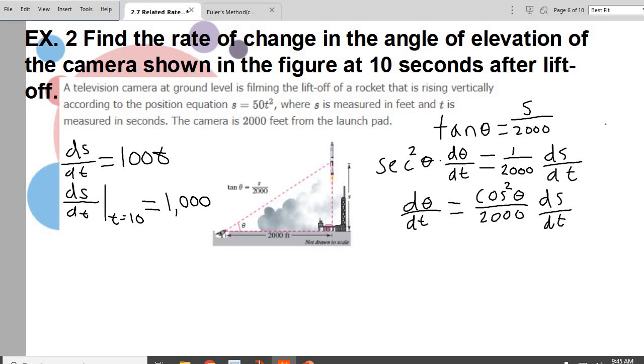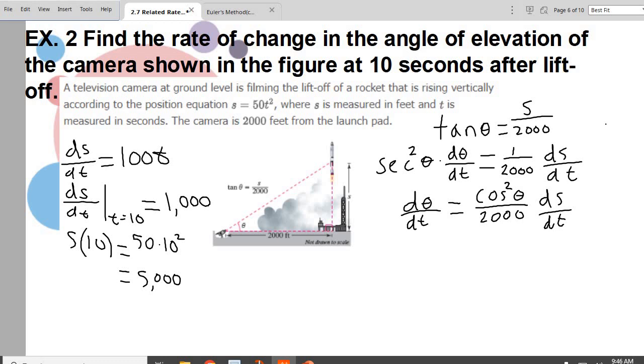Is there a way that we could do that? Use a triangle. We could. What do we want to do? We know what S equals. S equals what? So I need to know what s equals at 10. So remember that this is ds dt. We also need to know s. So that would be 50 times 10 squared, which is 5,000.